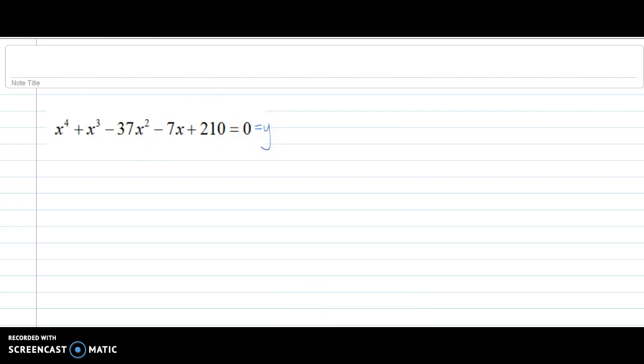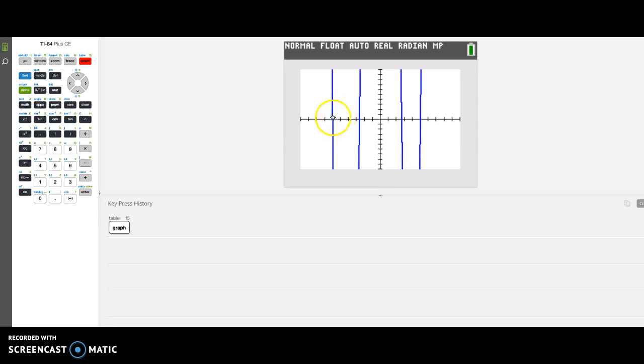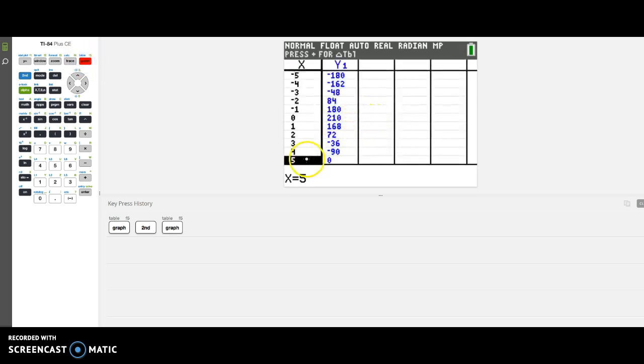So back onto my graphing calculator. Here's a y value of 0, there's another, and another, and another. I want to figure out what those values are. One way to figure them out is to go to the table, so hit second graph, which is table. And what I see then is that when x equals 5, y equals 0, and if I scroll up a little bit further, when x is negative 6, y equals 0, so there's two solutions.